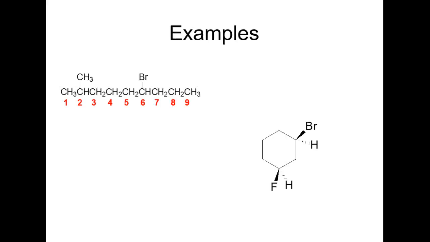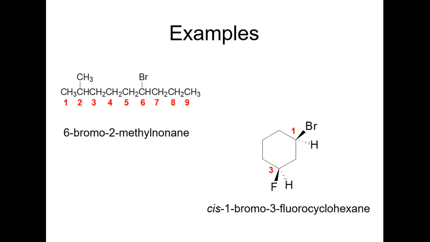Here are some examples. Start numbering on the side closest to the nearest substituent. So this is 6-bromo-2-methylnonane. Here you have a cyclohexane with a bromo and a fluoro. Bromine alphabetically comes before fluoro, so that's going to be your 1 carbon, and the fluorine is going to be your 3 carbon, so 1-bromo-3-fluorocyclohexane. In this case it's cis because we're showing you stereochemistry.